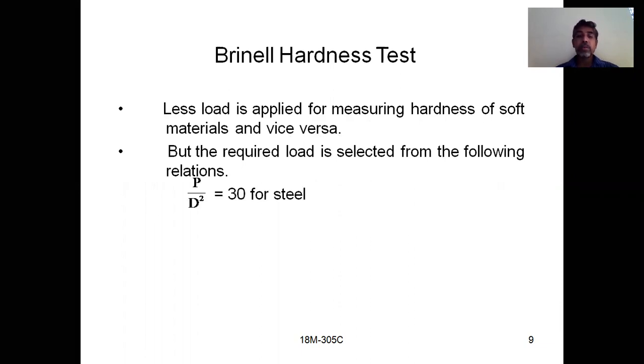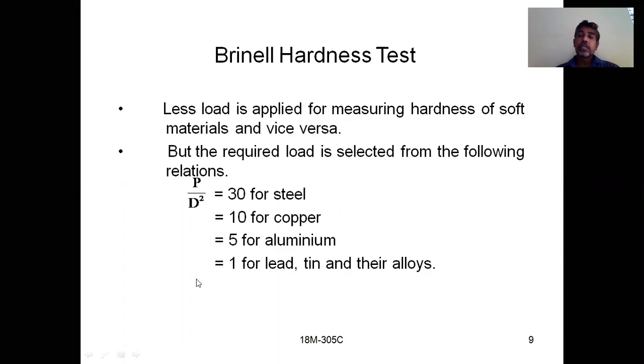You have a table. So how to select? P by d square. What is d? Diameter of the indenter. What is P? Load. Based on this relation, we have to choose a load. P by d square is equal to 30. From this, we have to find out the required load. d is a known value, 30 is a known value. By substituting these two values, we can find out P. If you know P, you can easily apply that much load for that material.